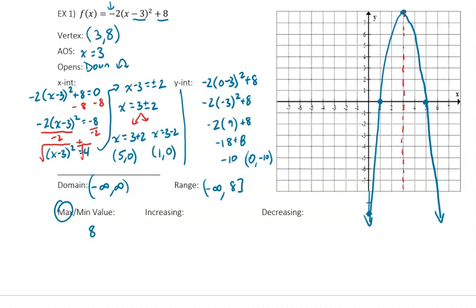Next, increasing and decreasing are very similar to domain and range in that we're going to write them in interval notation. And we just say where it's increasing from left to right and where it's decreasing from left to right. So in our case, it is increasing from negative infinity all the way up to 3. Because all of that is increasing from left to right. Then it turns around and it starts decreasing from left to right. That happens from x equals 3 to infinity.